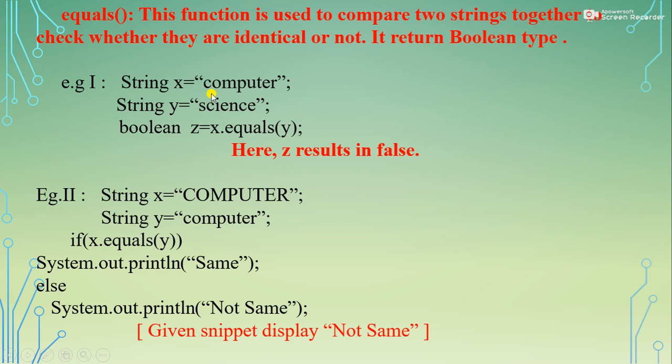These are two different words. The ASCII values of computer and science are different, so it will return false. Next is another example. String x equals "COMPUTER", string y equals, in small letters, "computer". In this snippet I have written if x dot equals y, System dot out dot println same, else System dot out dot println not same. The given snippet will display not same because one is written in capital letters and the other is stored in small letters. So I think it is clear, this function equals.